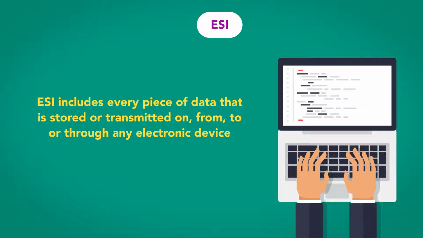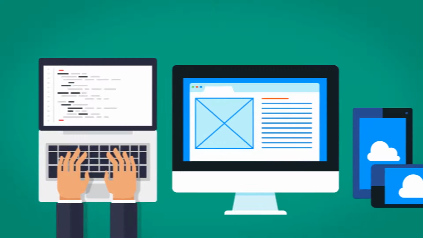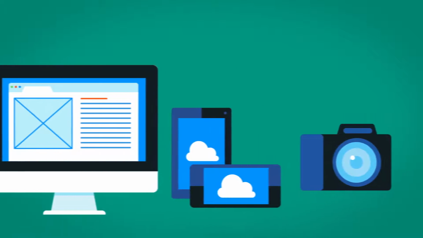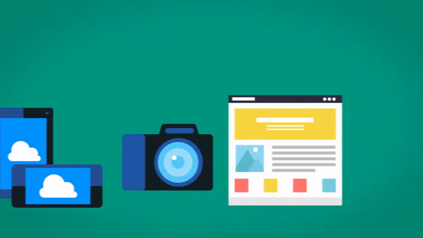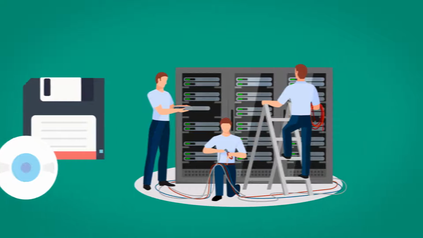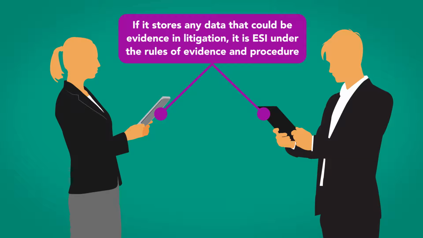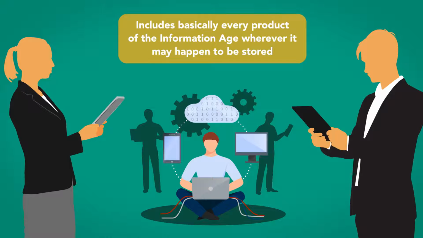ESI includes every piece of data that is stored or transmitted on, from, to, or through any electronic device, including laptop and desktop computers, cloud storage devices and services, phones, tablets, cameras, devices on the Internet of Things, removable storage devices, mainframe computers, smart televisions, you name it. If it stores any data that could be evidence in litigation, it is ESI under the rules of evidence and procedure. In other words, ESI includes basically every type of product of the information age, wherever it may happen to be stored.